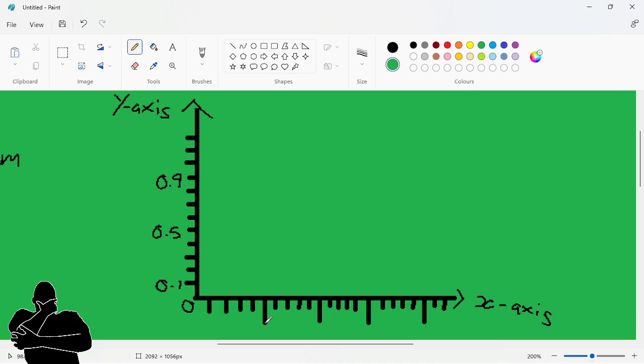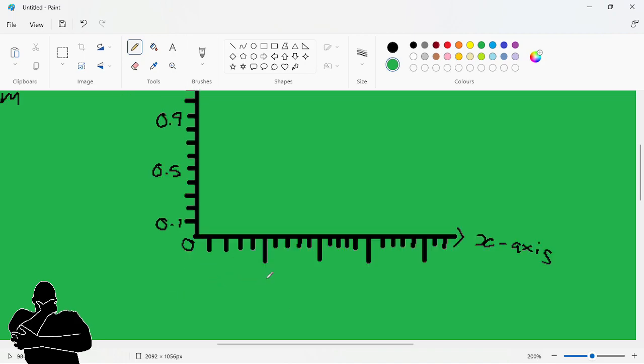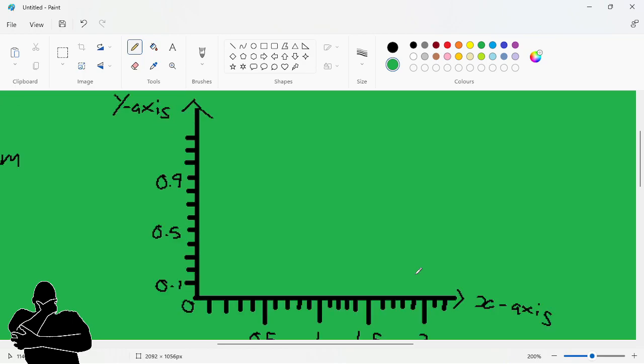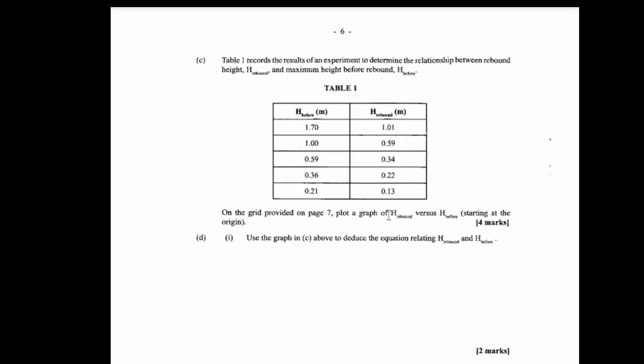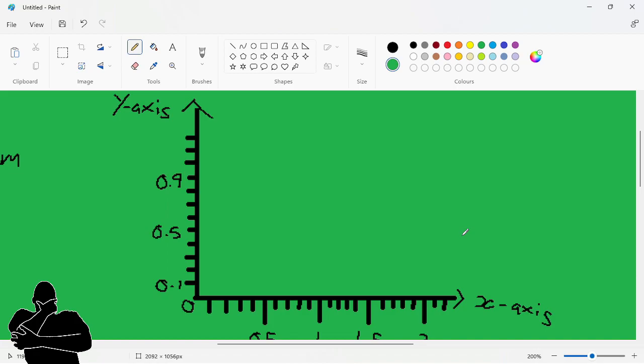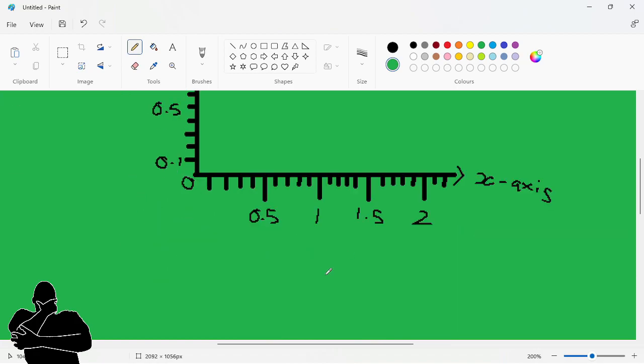And you're going to do the same thing for down here. You're going to put all the numbers in. And you are also going to name both axes. The y-axis from the question was supposed to be h rebound, and the x-axis on the question is supposed to be h before. So on your graph, you would put h rebound and you would put h before. And you would also put the units for those two labels.